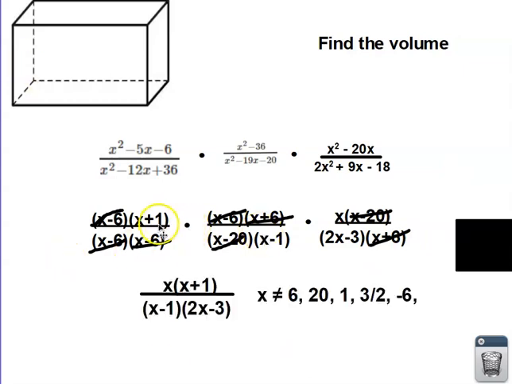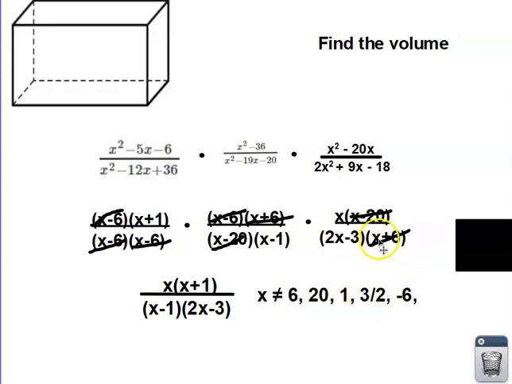And here's your final answer. We took the x plus 1 and the x from the numerator, and x minus 1 and 2x minus 3 from the denominator to write our simplified answer. And then we needed to go look at all of our factors to write our restrictions. So these are the same. For both of those, we would not want the x to be a 6. Here, we would not want x to be 20. We would not want x for this one to be a 1. And for this one, we wouldn't want x to be a positive 3/2.